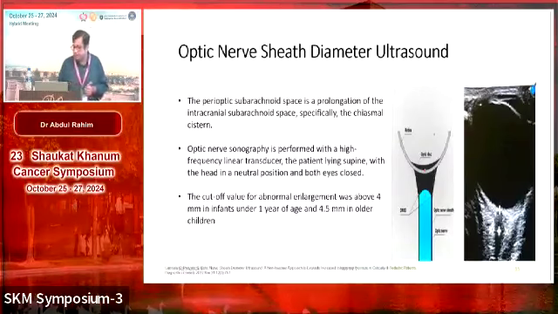The optic nerve sheath diameter is a very important surrogate marker, and a very good tool that we can use to assess edema, to assess intracranial hypertension, and to see the response to treatment. If you're giving steroids or hypertonic saline, this would be a very good marker to see the response.